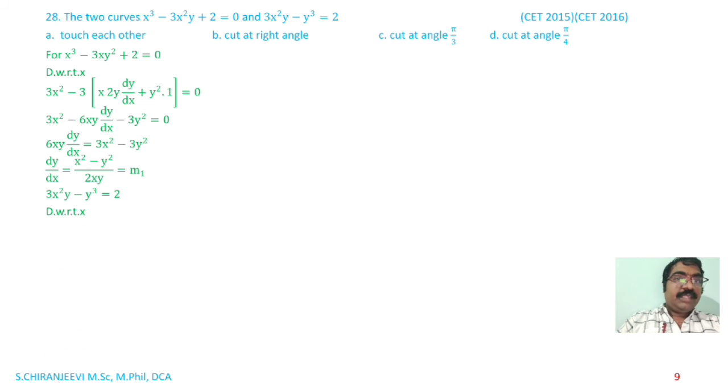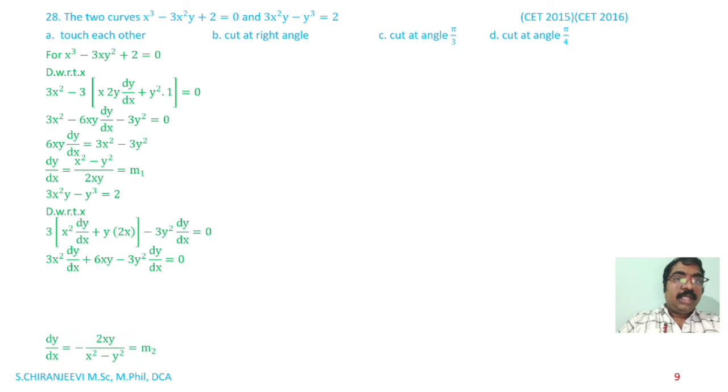So now similarly we go for the other curve, 3x square y minus y cube equal to 2. Differentiating with respect to x, keeping 3 outside, going product rule, x square into dy by dx plus y into 2x, minus differentiation of y cube, 3y square dy by dx, equal to 0. So this can be taken as 3x square dy by dx plus 6xy minus 3y square dy by dx equal to 0. So dy by dx can be taken as minus 2xy divided by x square minus y square equal to m2.